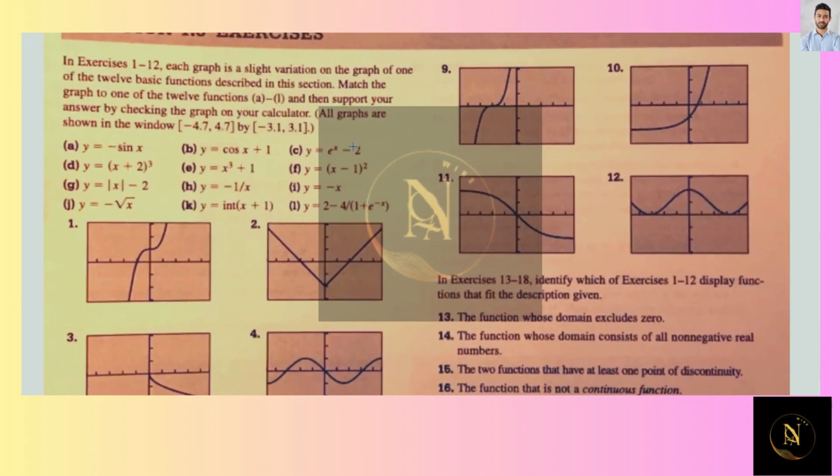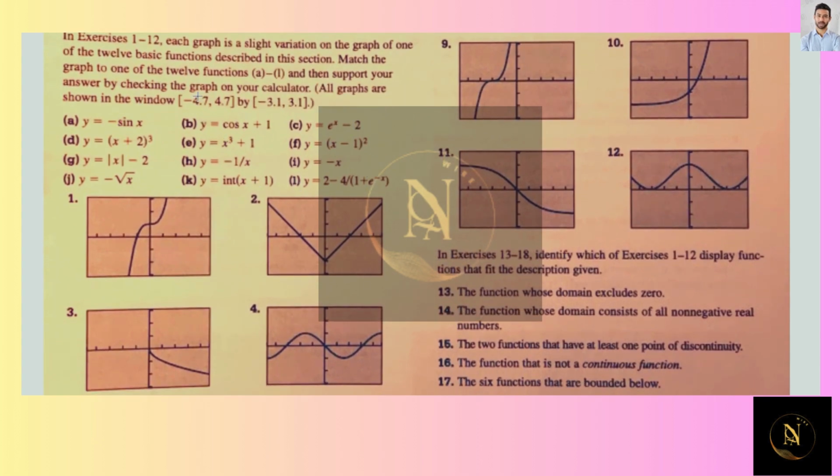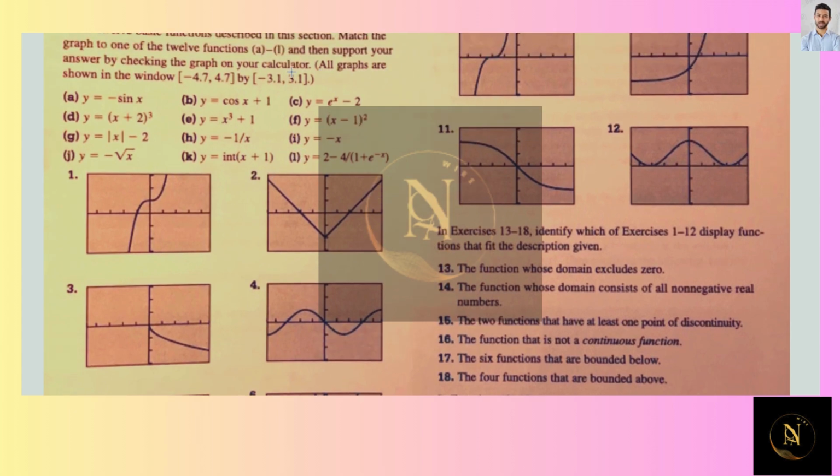In the first 12, each graph is a slight variation on the graph of one of the 12 basic functions. Match the graph to one of the 12, A through L. I'm going to skip the checking on the calculator for time reasons, but I'll leave that to you. First, we have a version that is a cubic. So the cubic function plus 1 would go with E.